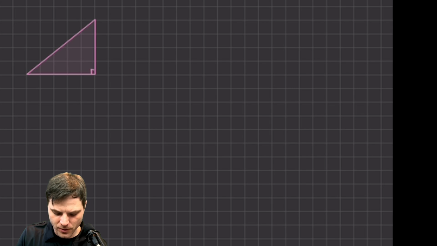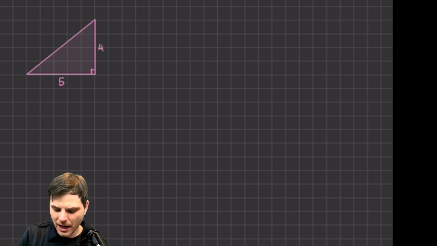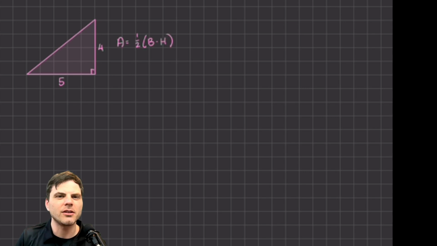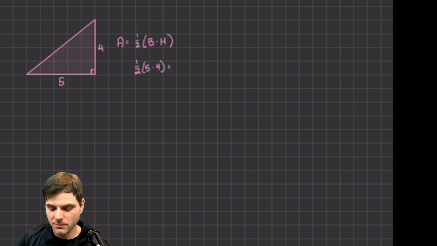I'll put the little right triangle mark here. Base of 5 units, height of 4 units. Could be centimeters, could be inches. And this area is going to be 1/2 base times height. You don't actually need the parentheses, but I like the way it looks with that in there. And let's solve this first. So that is 1/2 of 5 times 4, which 5 times 4 is 20, times 1/2 is 10 units squared.